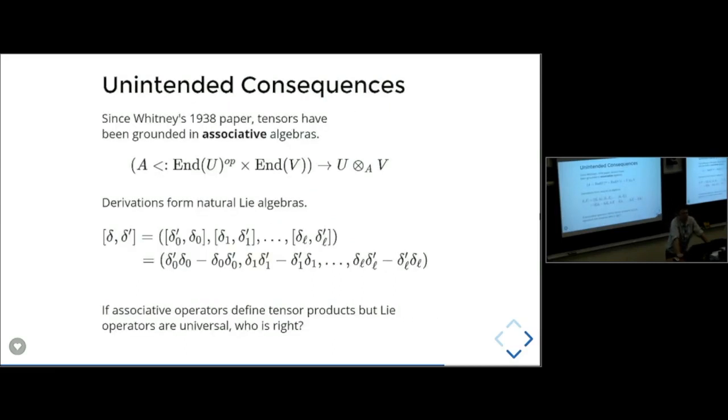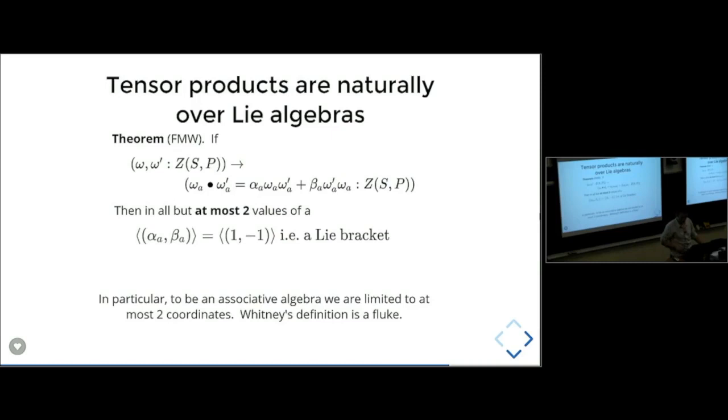Whitney said tensor with rings, associative rings. And we just proved that actually the hypersurfaces generically have Lie structure, not ring structure. Who's right? Well, there's a way to ask that question. You could say, let's go ahead and not be biased to who's right.